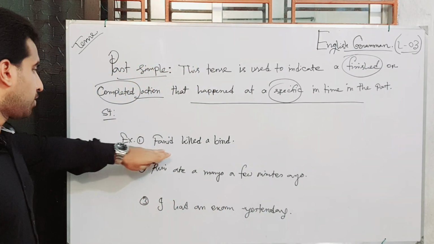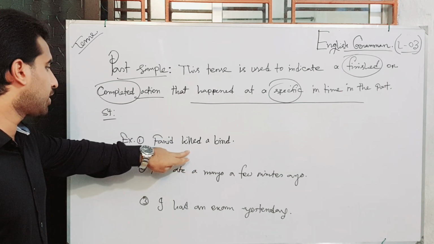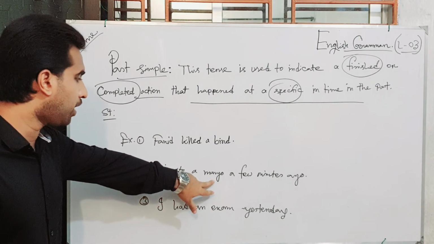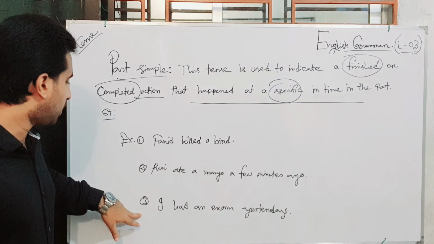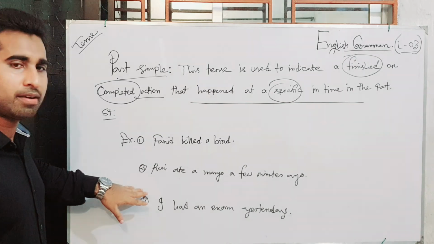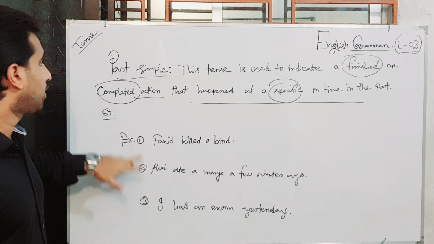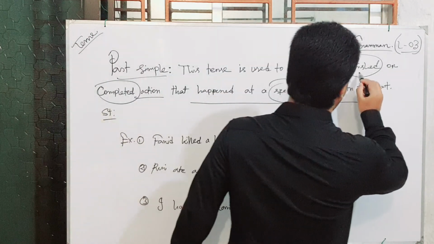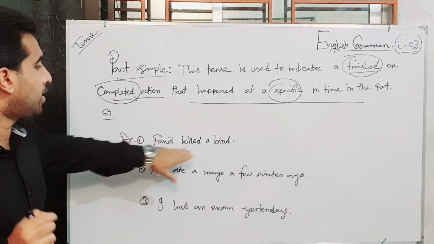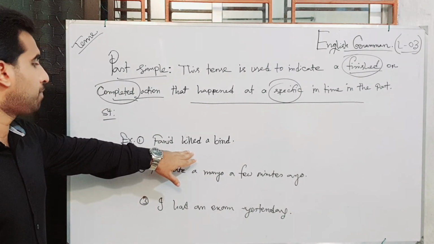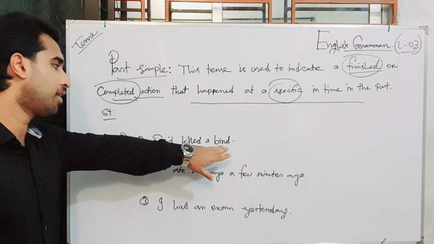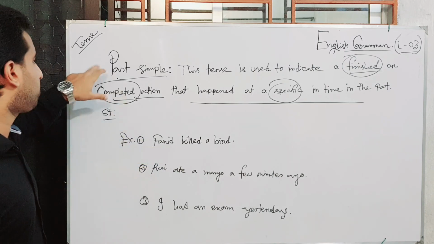Look at these examples. Farid killed a bird. The second one is Rooney ate a mango a few minutes ago. Third is I had an exam yesterday. Here these sentences are in the past and they have already finished or completed. Farid killed a bird. That means Farid has already killed a bird. This tense is past simple.